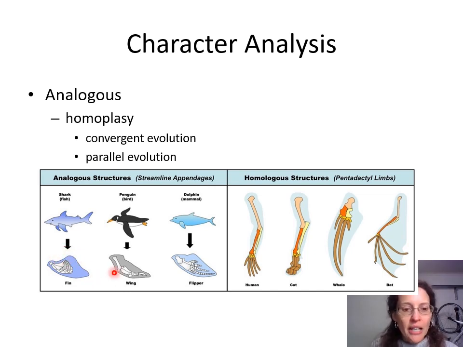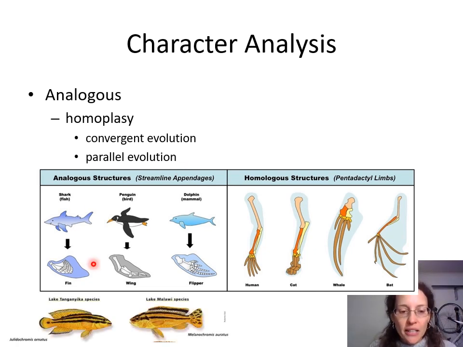So in a shark and a penguin and a mammal, a dolphin, we see this analogous structure for the flipper, right, that helps them. And we consider this to be homoplasy. We can have convergent evolution or parallel evolution. Convergent evolution is what we see in widely spaced lineages, the way that the shark and the dolphin have a similar body shape. The extinct ichthyosaur, which is an aquatic reptile, has that same general body shape. They're not closely related lineages, but they converged on the same shape that works well for this lifestyle.